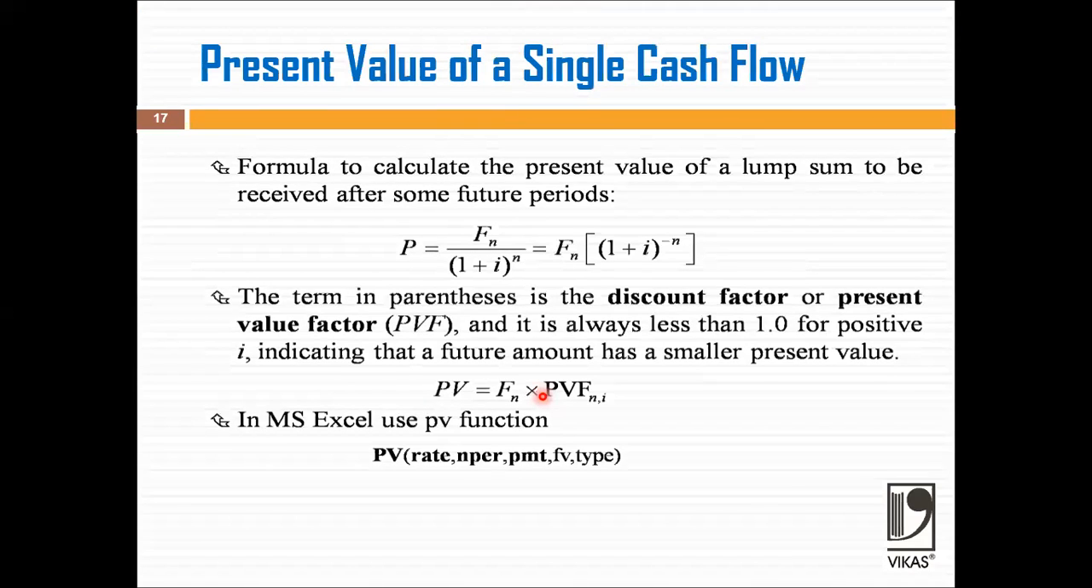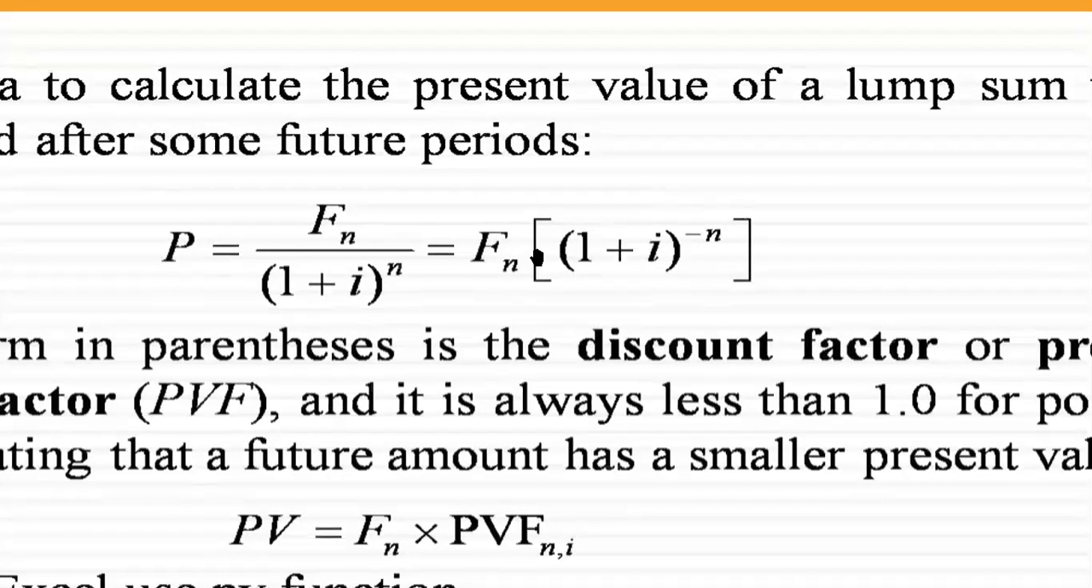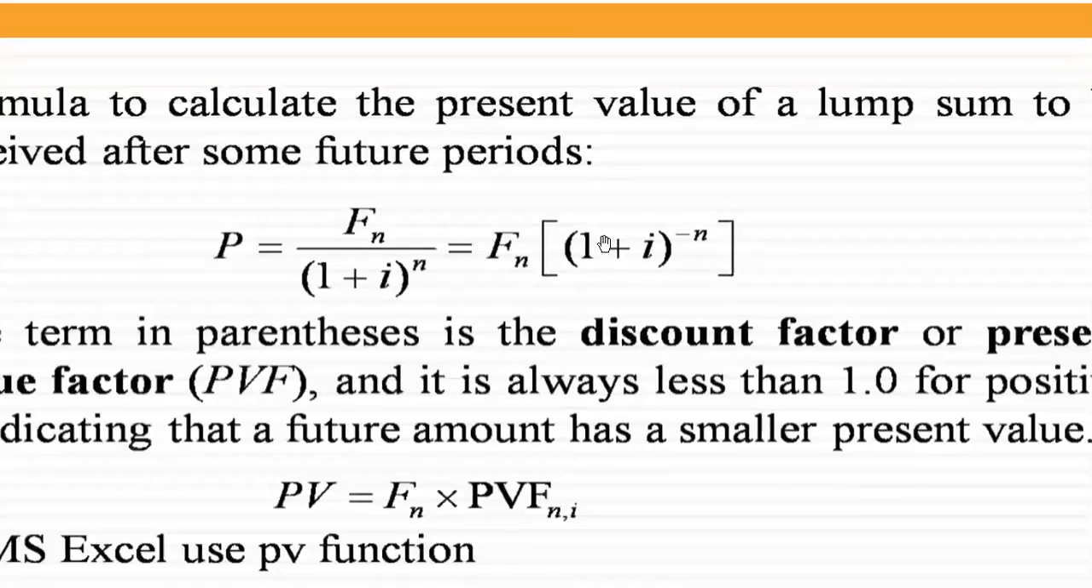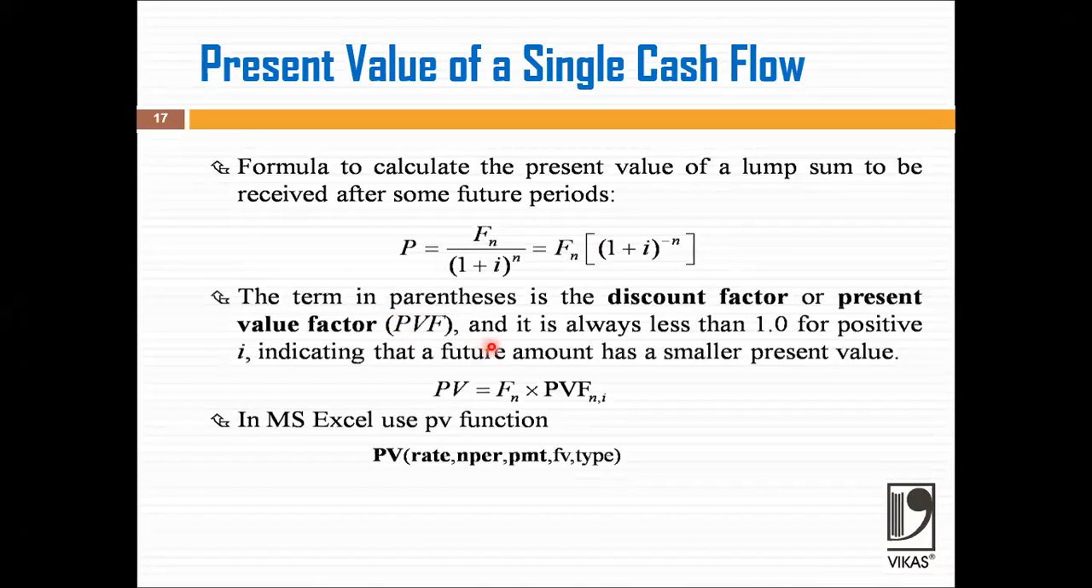Right. Formula to calculate the present value of a lump sum to be received after some period of time, right? Present value equals future value divided by (1 plus i) to the n. Simply, to calculate present value, FV times (1 plus i) to the minus n. Minus n means, as you may have studied in mathematics, minus 1, so 1 over. The term in the parenthesis, the bracket, is the discount factor or present value factor.